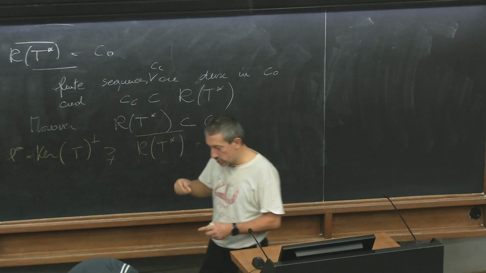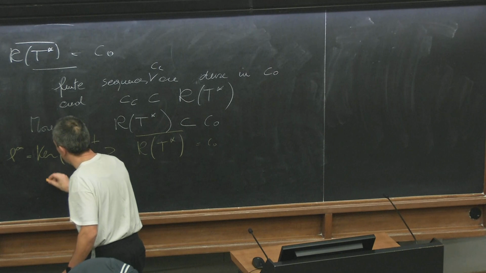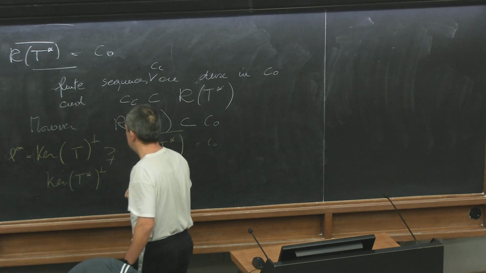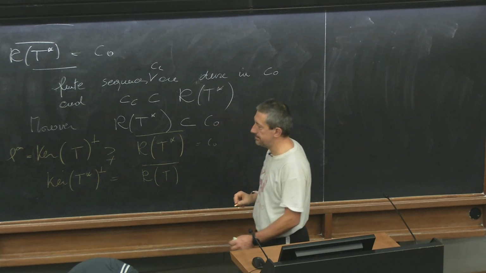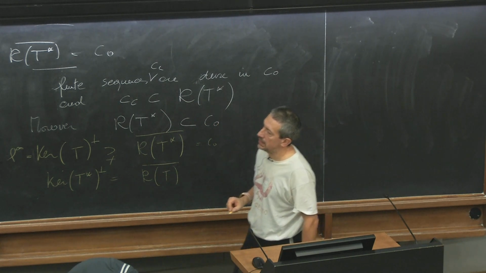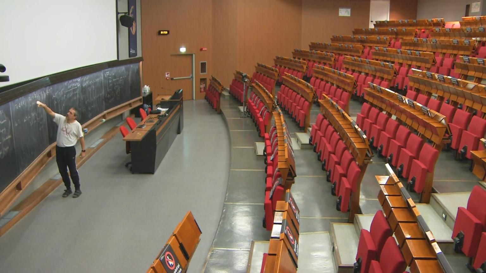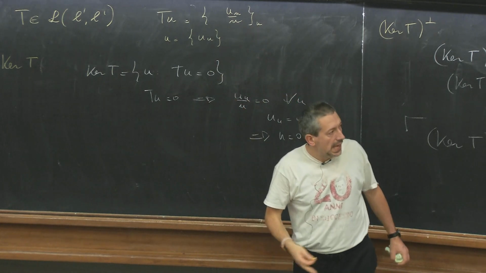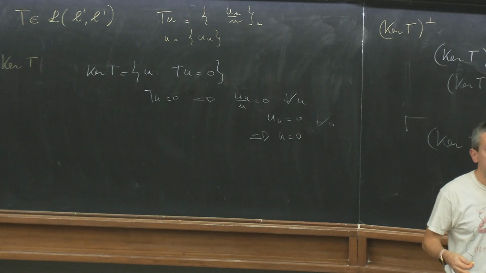While, because of the Hahn-Banach theorem, we have the opposite inclusion, it is equal. So we know that the kernel of T star orthogonal is equal to the range of T closed. Indeed, the range of T contains, again, C0, contains the finite sequences, and finite sequences are dense in L1 with respect to the L1 topology.